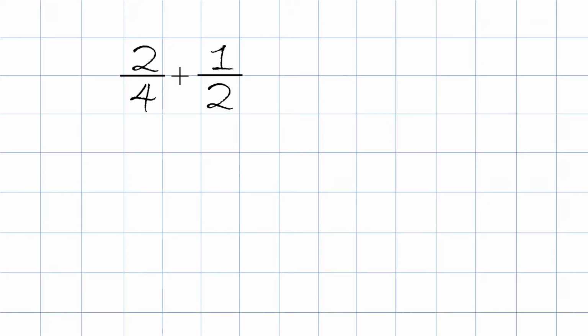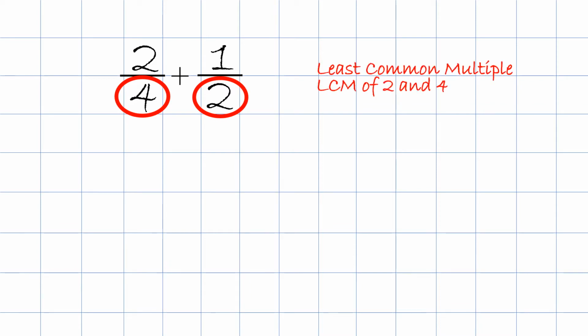So in front of us, we have 2/4 plus half. And we cannot add because 4 and the 2, the denominators, are different. We can only add if the denominators are the same. So we will have to find the least common multiple, or LCM, of 2 and 4.